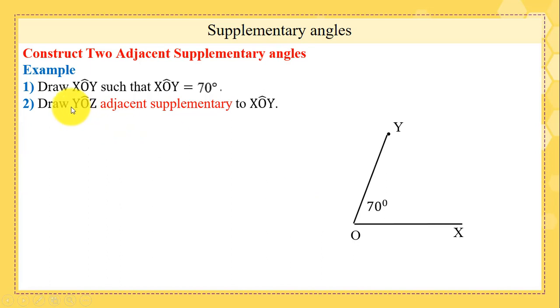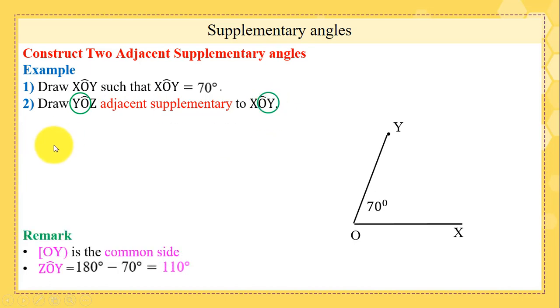Part 2. Draw YOZ adjacent supplementary to XOY. Of course, before we start drawing, we must search for the common side. Where is the common side? Here we have OY. On XOY we have OY. Remark, OY is the common side, and ZOY is equal to 180 minus 70, which is equal to 110, because both angles are adjacent supplementary.